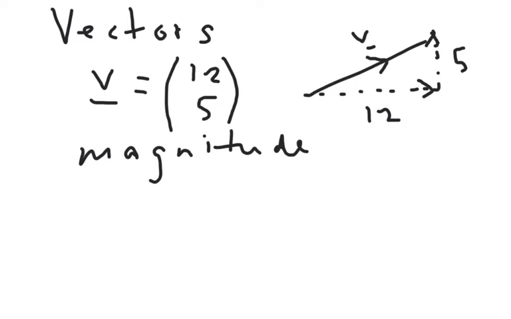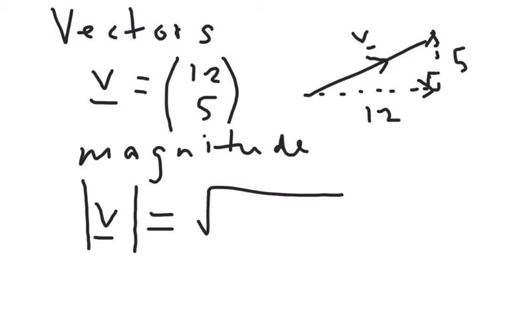The length of the line v is actually the hypotenuse of this right-angled triangle. It's right-angled because the x and the y axes are always at right angles. We write the magnitude using these vertical brackets. Magnitude of v equals the square root of 12 squared plus 5 squared, because this is essentially Pythagoras' theorem.